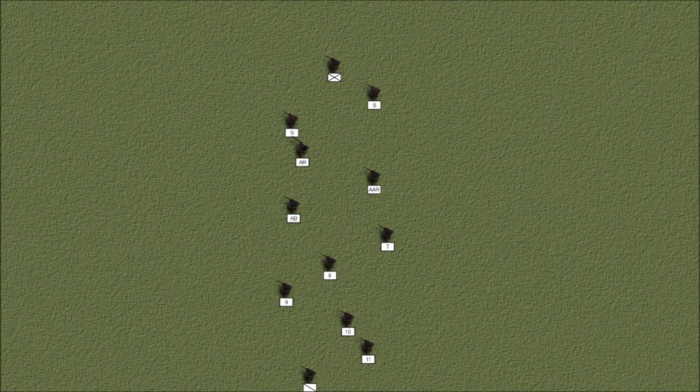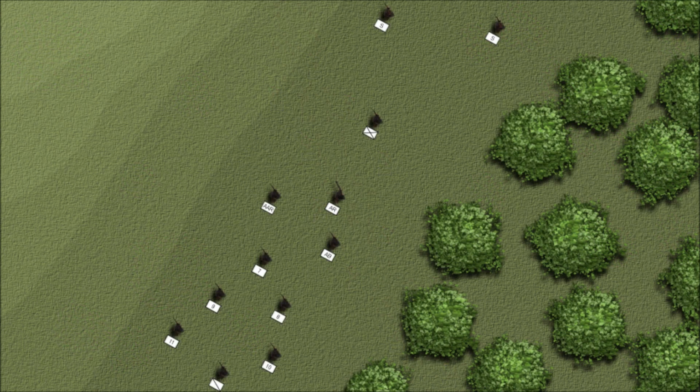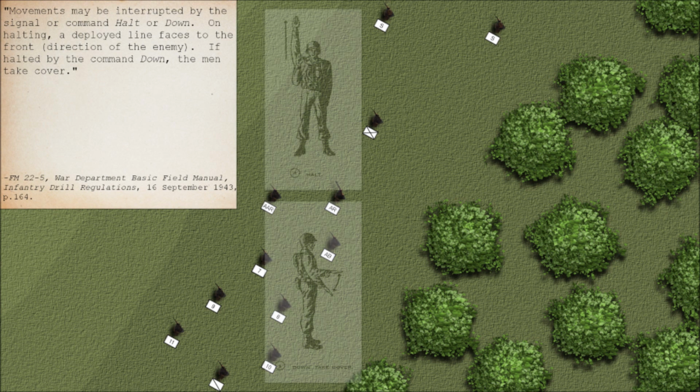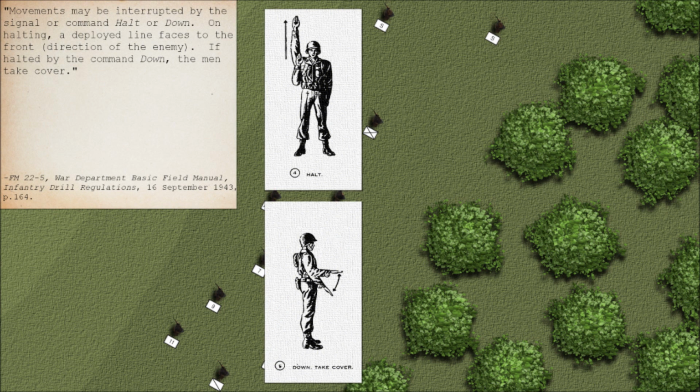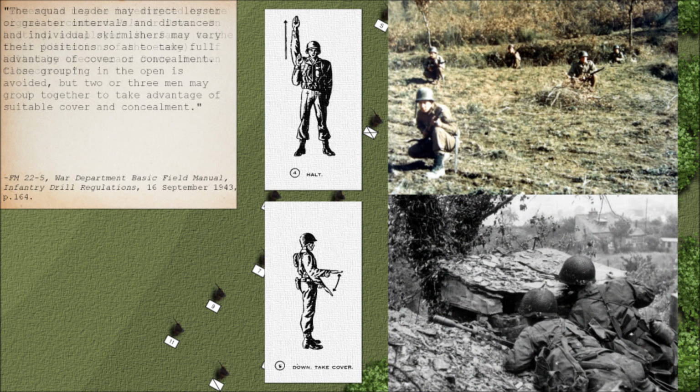The rifle squad employed various methods of advance, generally getting slower but more secure as probability of enemy contact increased. While a squad could travel rapidly together when contact with the enemy was remote, it traveled with scouts out when contact was likely. Movements may be interrupted by the signal or command halt or down. On halting, a deployed line faces to the front, direction of the enemy. If halted by the command down, the men take cover. The squad leader may direct lesser or greater intervals and distances, and individual skirmishers may vary their positions so as to take full advantage of cover and concealment.